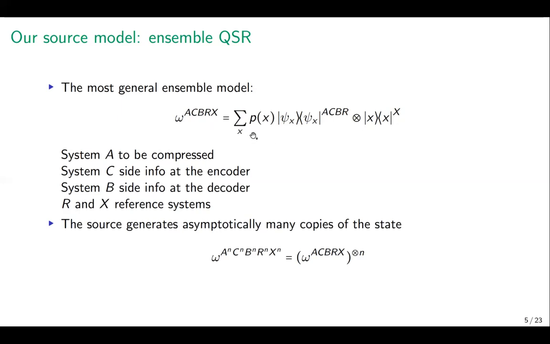For example, here in this CQ state, if we have only one non-zero p_x, then we are going to have a specific model which is equivalent to the purified model of conventional quantum state redistribution introduced by Devetak and Yard. And similar to Schumacher compression and state merging, we are going to consider many copies of the system.